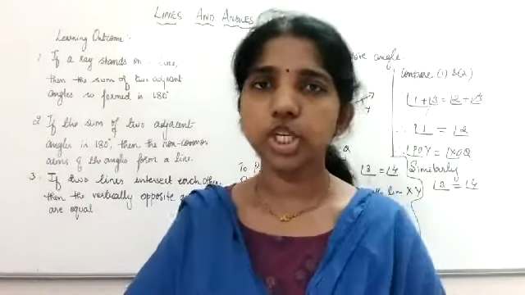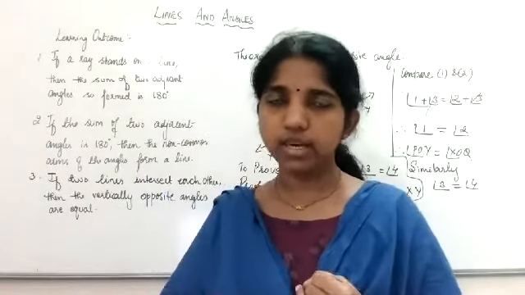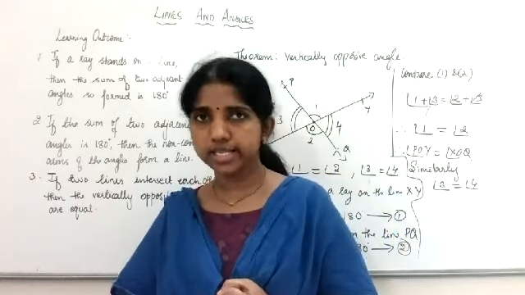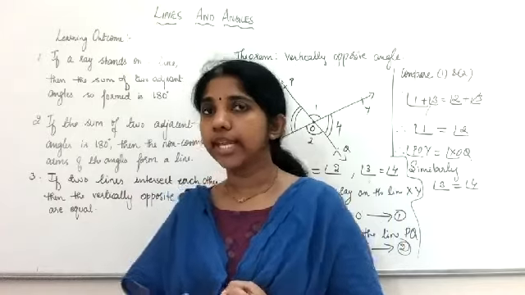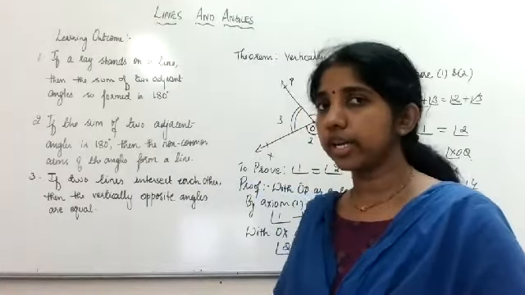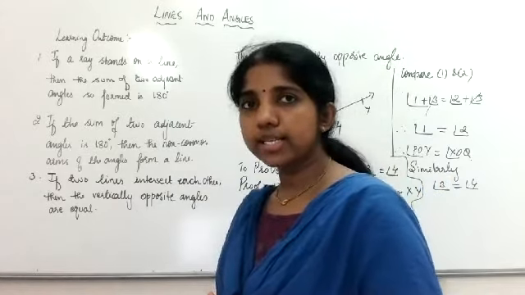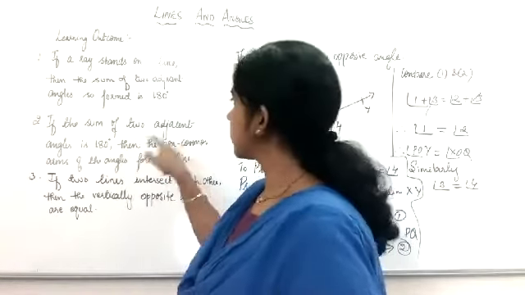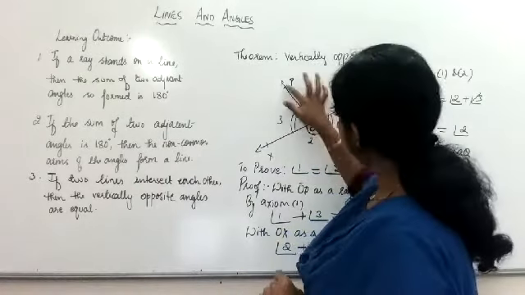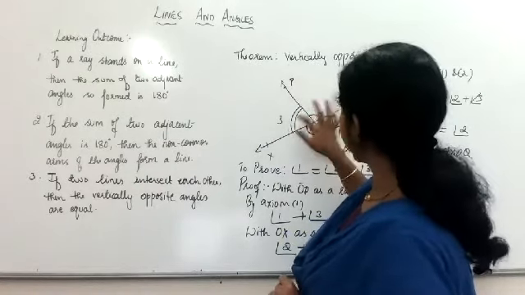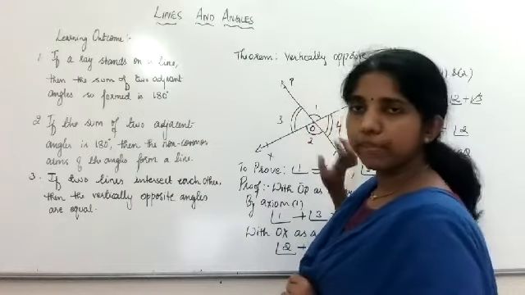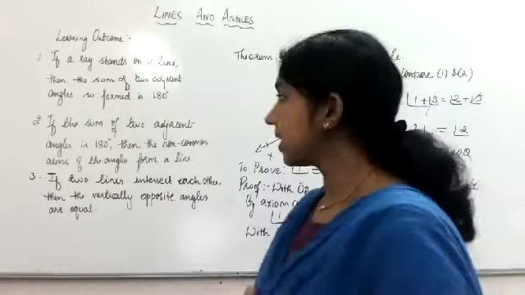So in this session, we have learned one axiom, one converse of the axiom, and one theorem. What does the axiom state? If a ray stands on a line, then the sum of the two adjacent angles so formed is 180 degree. Next, the converse of the axiom. If the sum of the two adjacent angles is equal to 180 degree, then the non-common arms form a straight line. OP is a common arm, and these non-common arms form a straight line. That is the converse of the axiom.